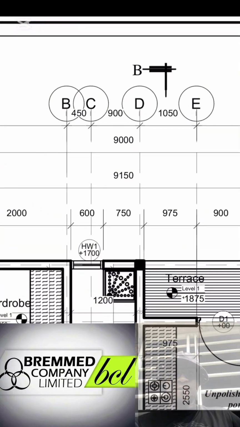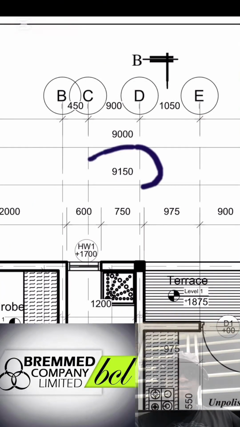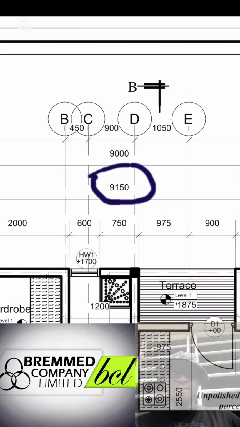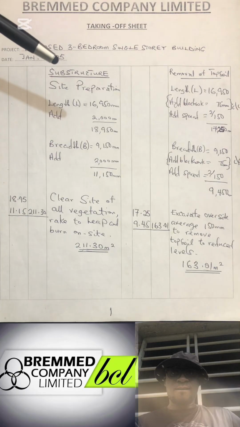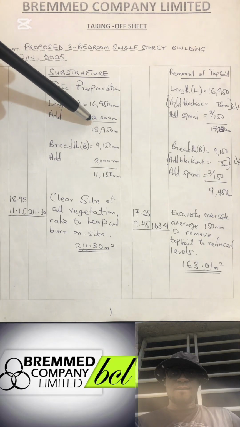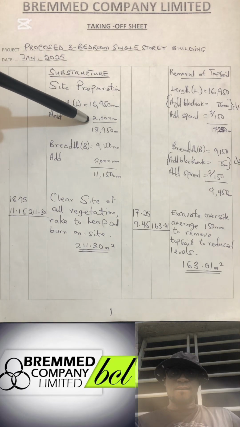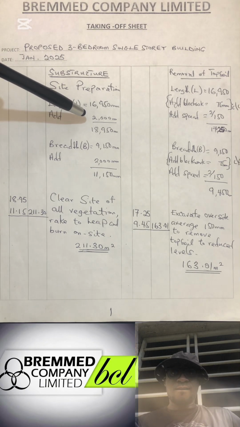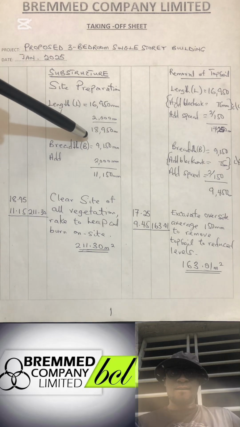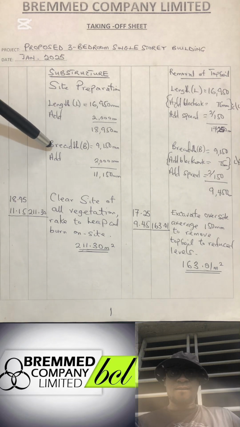So we take the length and breadth, then we add 2000 because we are preparing the site. We add 2000, that is about 2 meters, so that we can have space for setting out and mixing of concrete and mortar and blocks and all other things. So that's why we add the 2000 millimeters. Also 2 meters, it's at your discretion. You can choose to add any other length. So we add 2000 to the length, we add 2000 to the breadth as well.